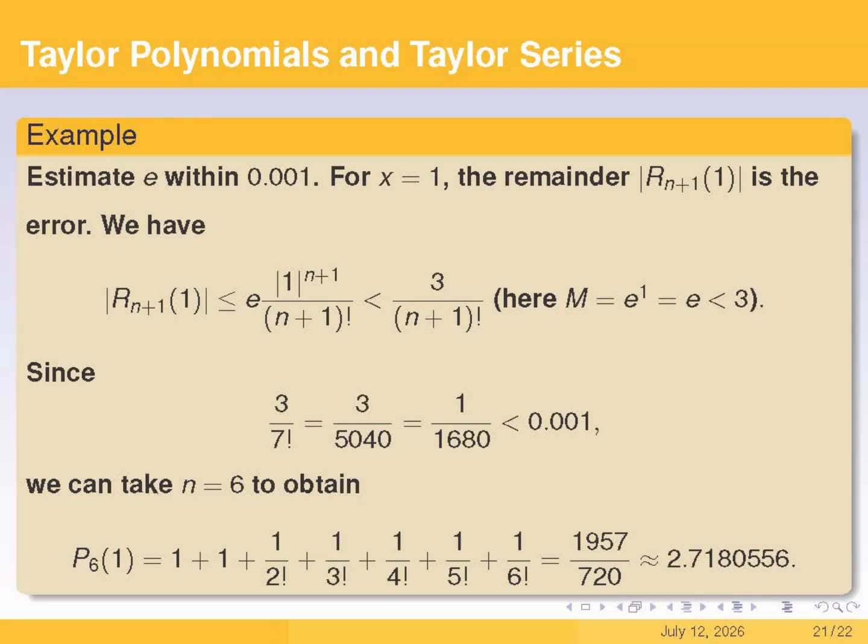So, all we have to do is calculate the 6th degree Taylor polynomial of e to the x at x equals 1. And that final approximation is listed right here in the last line.